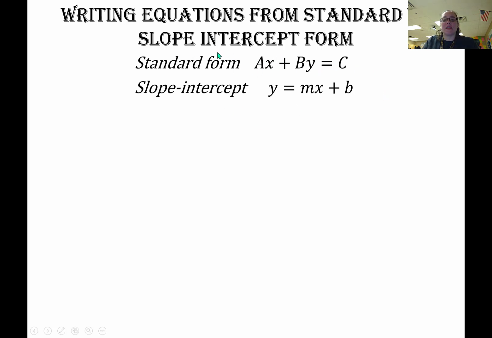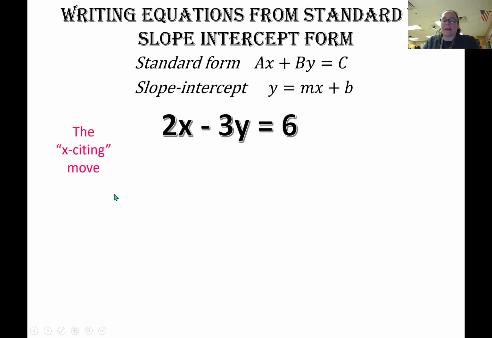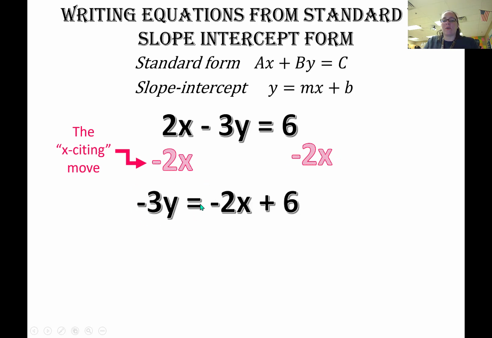Now, we've seen how to graph from standard form where we take the intercepts and plot those. We can also rearrange this equation so that it is in slope-intercept form. So the first thing we're going to do is move the x. So we do its opposite. Since this 2x is positive, we subtract 2x from both sides. And that leaves me with negative 3y equals negative 2x plus 6.